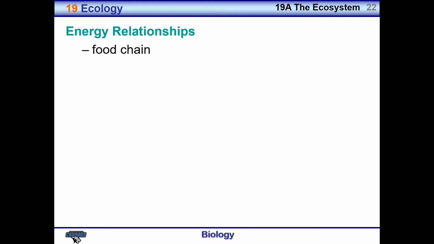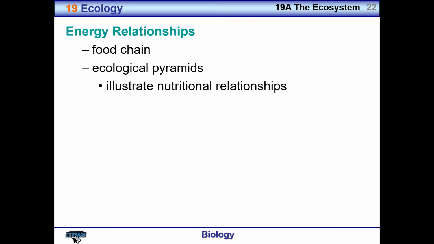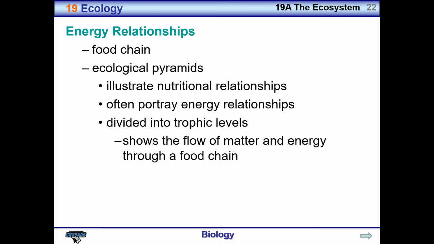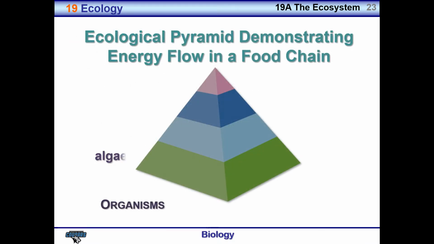Now, another way of looking at the energy relationship, we have talked about the food chain. Now let's talk about something called an ecological pyramid. And what an ecological pyramid does is it illustrates the nutritional relationship between different organisms. And as I said, it often portrays the energy relationship. And it's divided up into what we call trophic levels. And it shows the flow of matter and energy through the food chain.